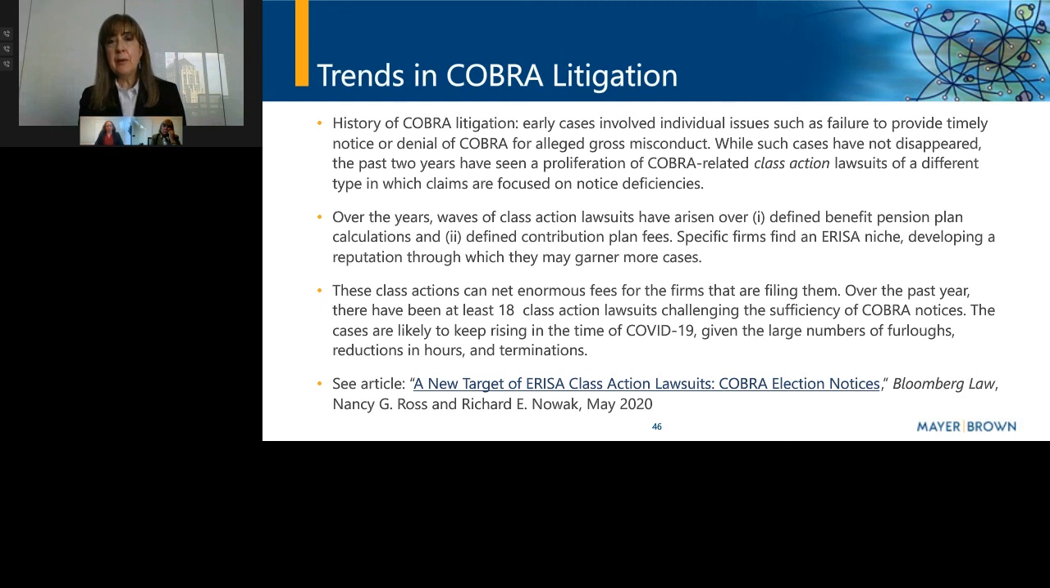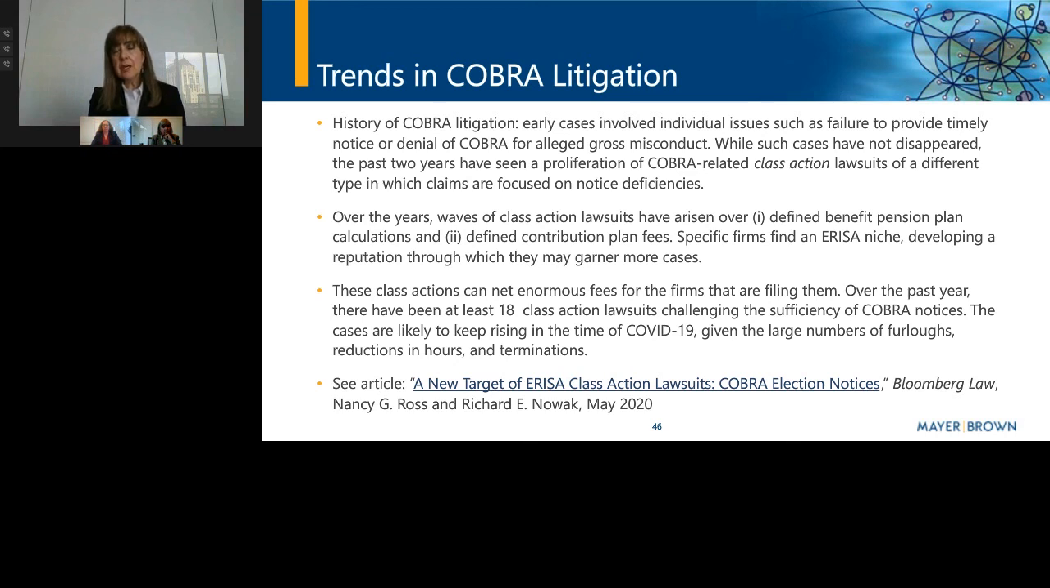Now, I'd like to start out by giving a shout out to two of our colleagues, two very skilled ERISA trial lawyers, Nancy Ross and Richard Nowak, who in May published an excellent article in Bloomberg News. We have the citation at the bottom of this slide, and I would urge our listeners to look at that article. It's a concise, excellent summary of some of the high-level points I'm going to be making now.